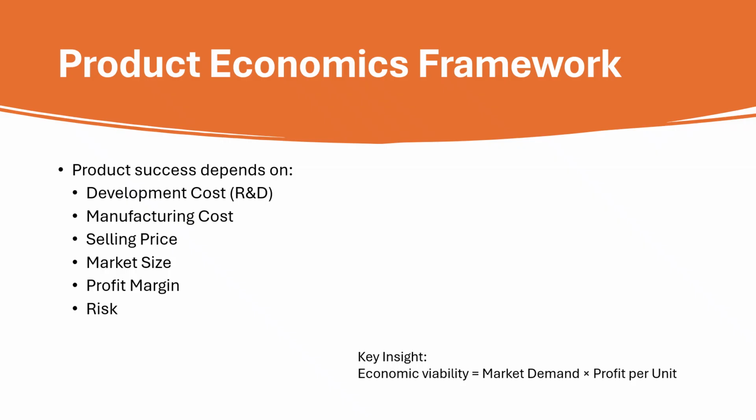The selling price, what the customers are willing to pay. The market size is nothing but the potential demand, what's there for the product. Profit margin, the difference between the price and the cost. And finally, the risk, that is technical, market, financial, and supply chain uncertainty. Economic viability can be summarized simply: the market demand multiplied by the profit per unit must exceed the development and operating cost. If that inequality is not satisfied, the product is not sustainable.